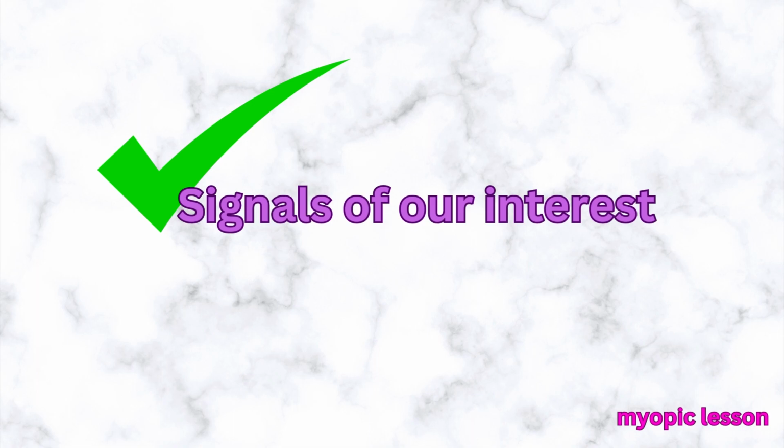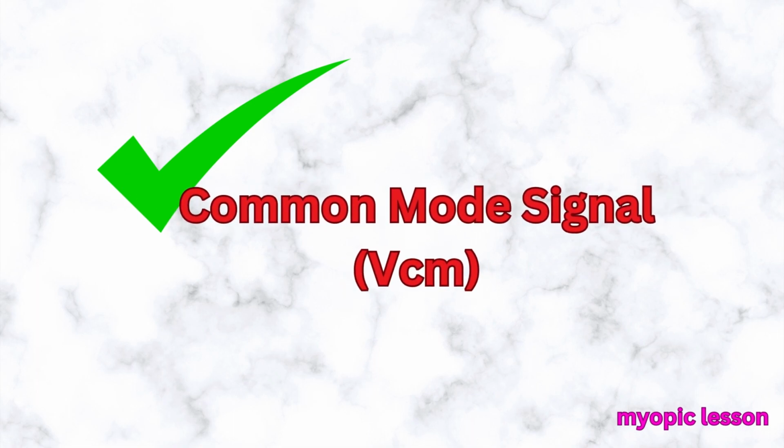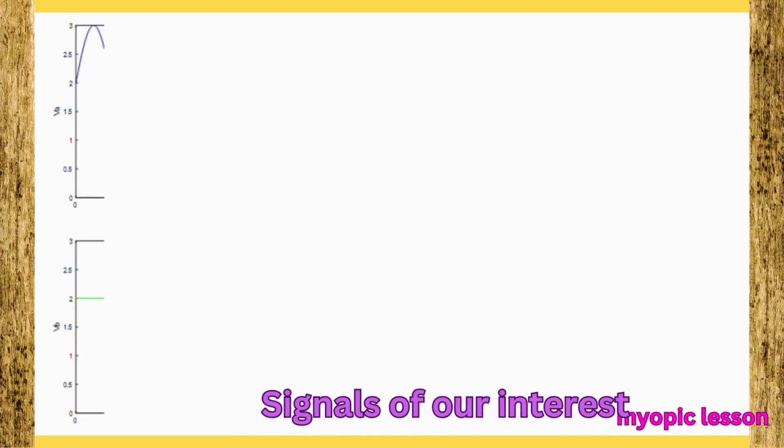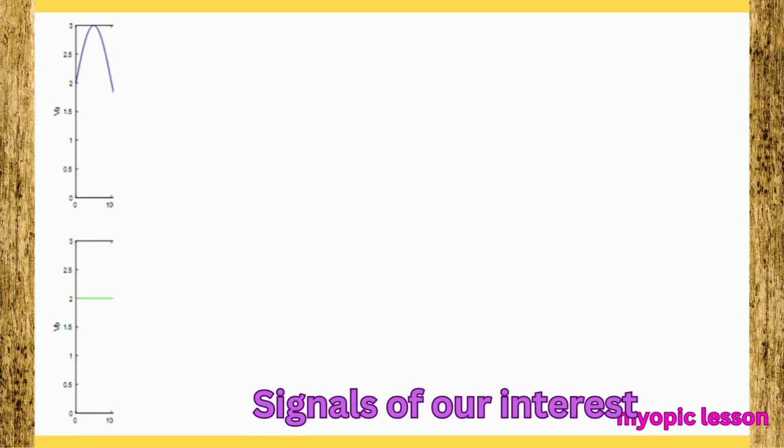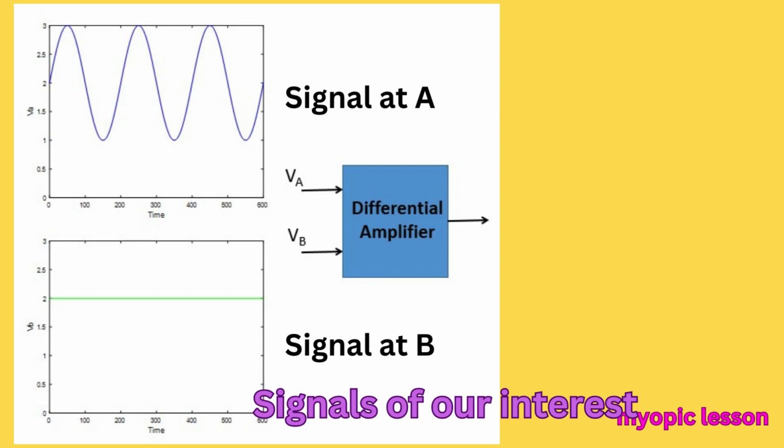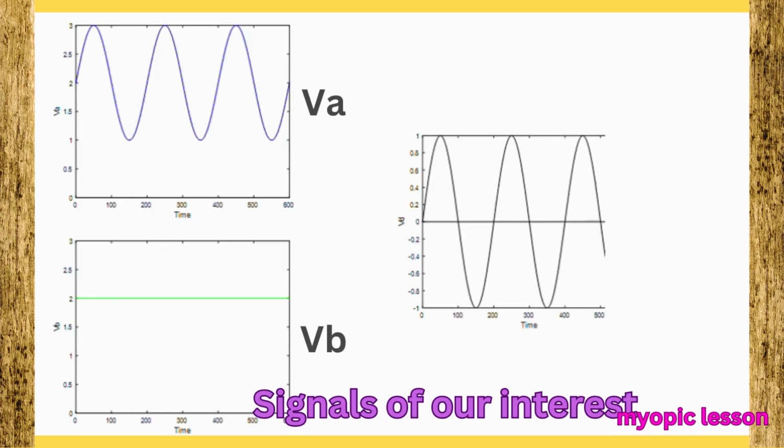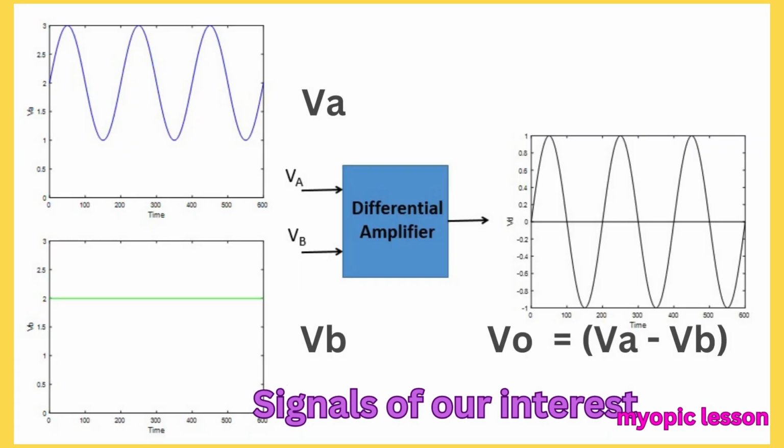First type is the signal under interest, and the second type is the common mode signal. The signals of interest are applied to two input terminals A and B of the differential amplifier. The difference of signals is acquired, amplified, and presented at the output of the differential amplifier. A sample signal is shown here.